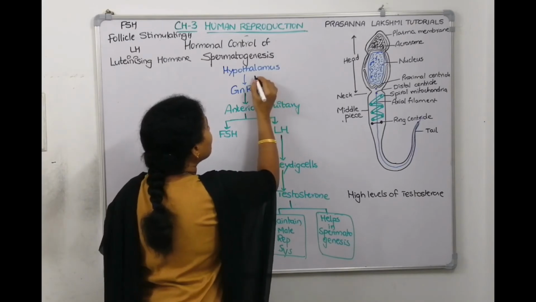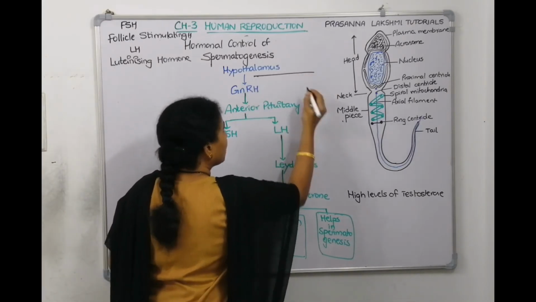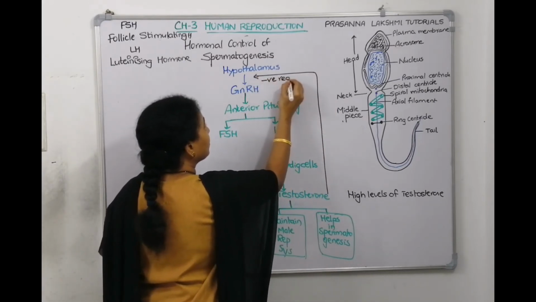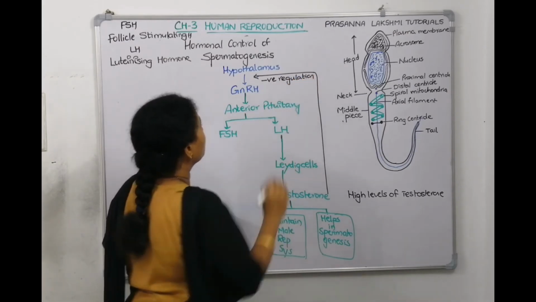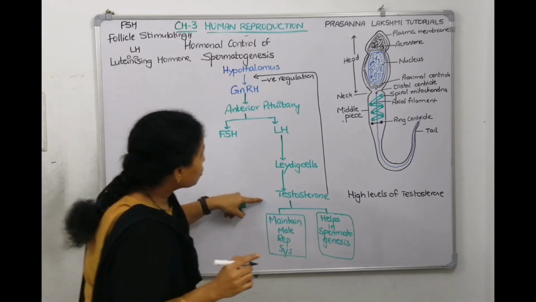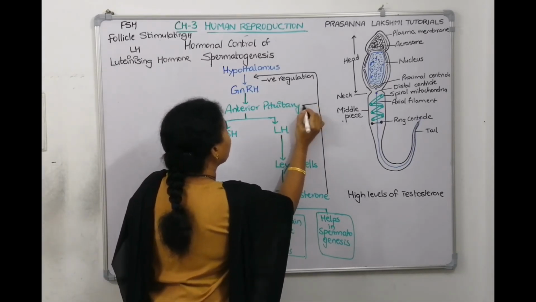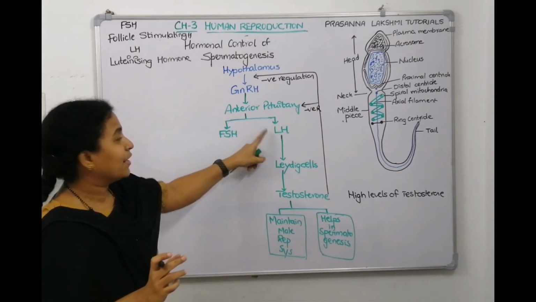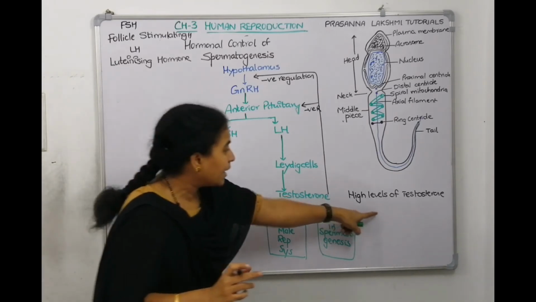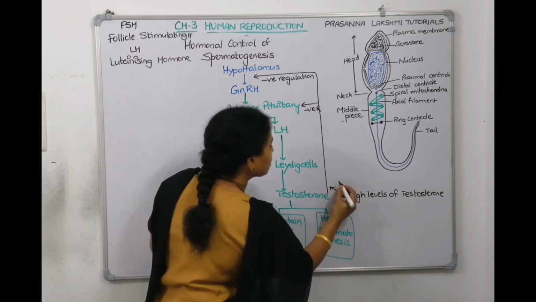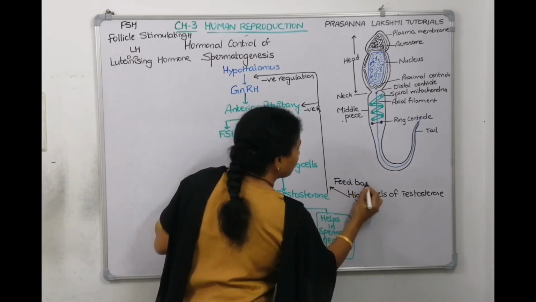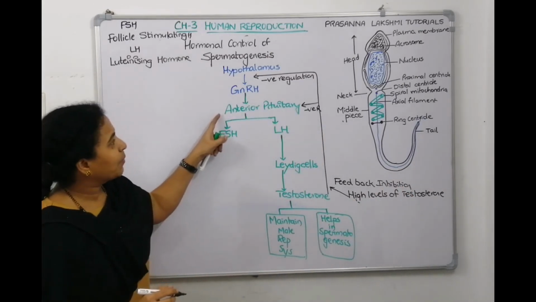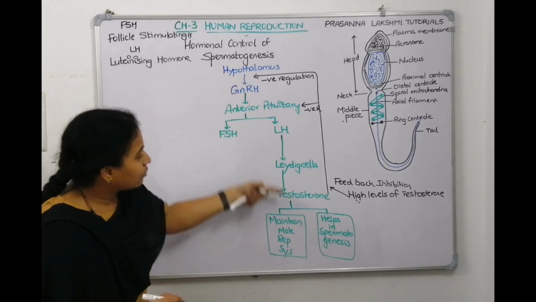They go and act at the hypothalamus, and they exert a negative regulation. They can ask the hypothalamus to not produce GnRH, or testosterone can go and act on the anterior pituitary also. Here also there is negative regulation. It can stop the production of LH also. So, if the levels of testosterone are high, what is this called? Feedback inhibition. It can stop its own secretion by acting on the anterior pituitary and on the hypothalamus. So, this is about the regulation of testosterone.